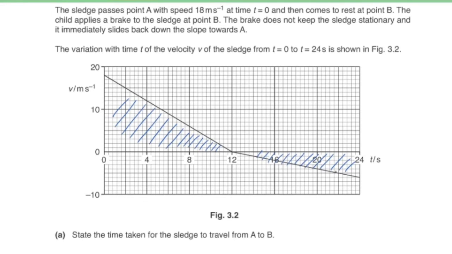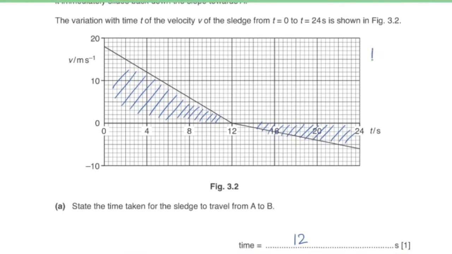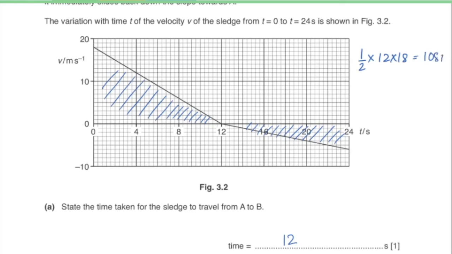So first of all, I'll have to calculate the distance the sledge covers while moving from A to B, and distance is the area under the velocity versus time graph. So this is half of base into height, and this is also half into base into height. From A to B, it travels half into 12 into 18, that's 108 meters. And from B to A, it travels half into 12 into 6, and that's 36 meters.